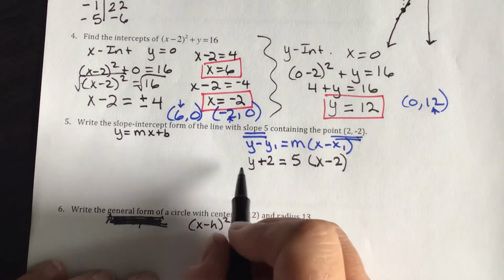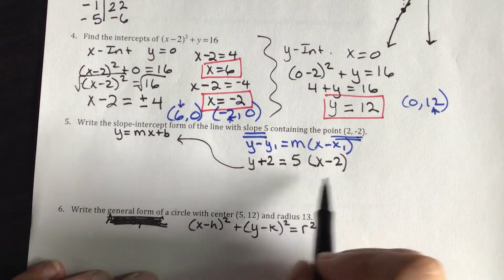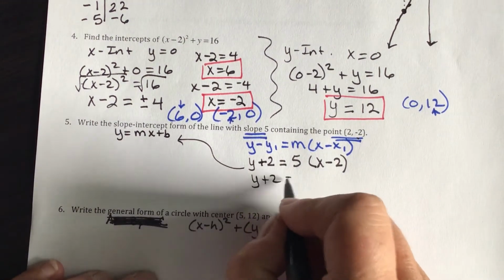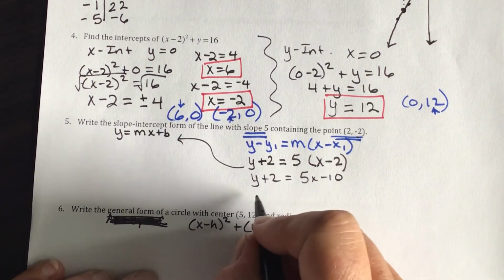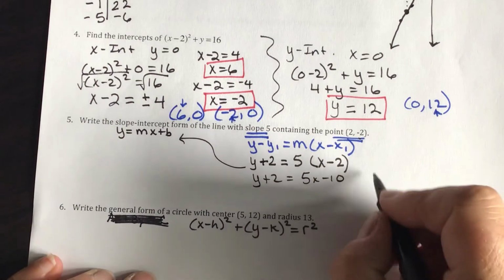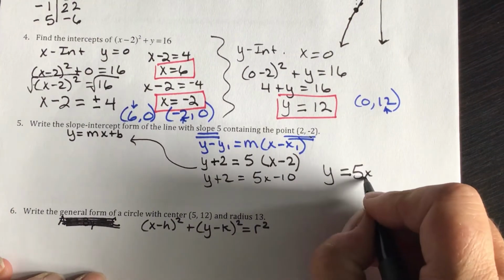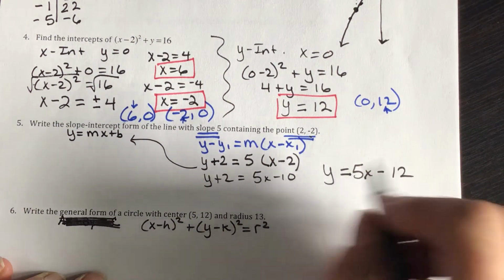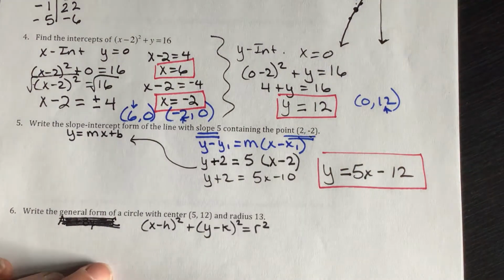And I want to end up looking like y equals mx plus b. So I need to simplify and solve for y. So y plus 2 equals 5x minus 10. Subtract 2, and y equals 5x, and subtracting 2 gives -12. That's my solution.